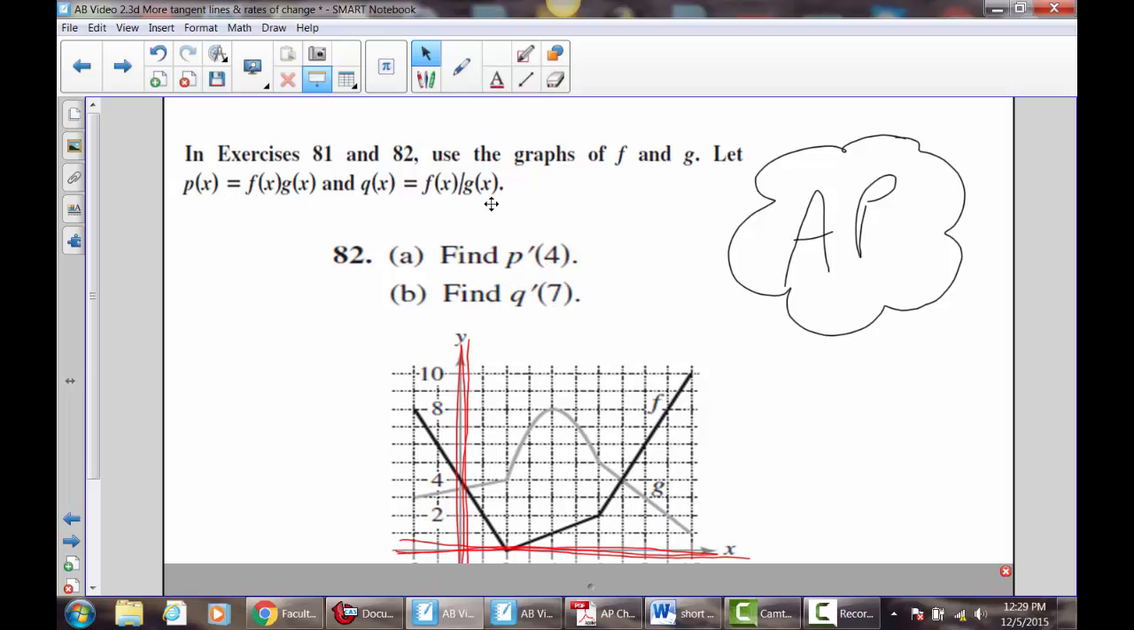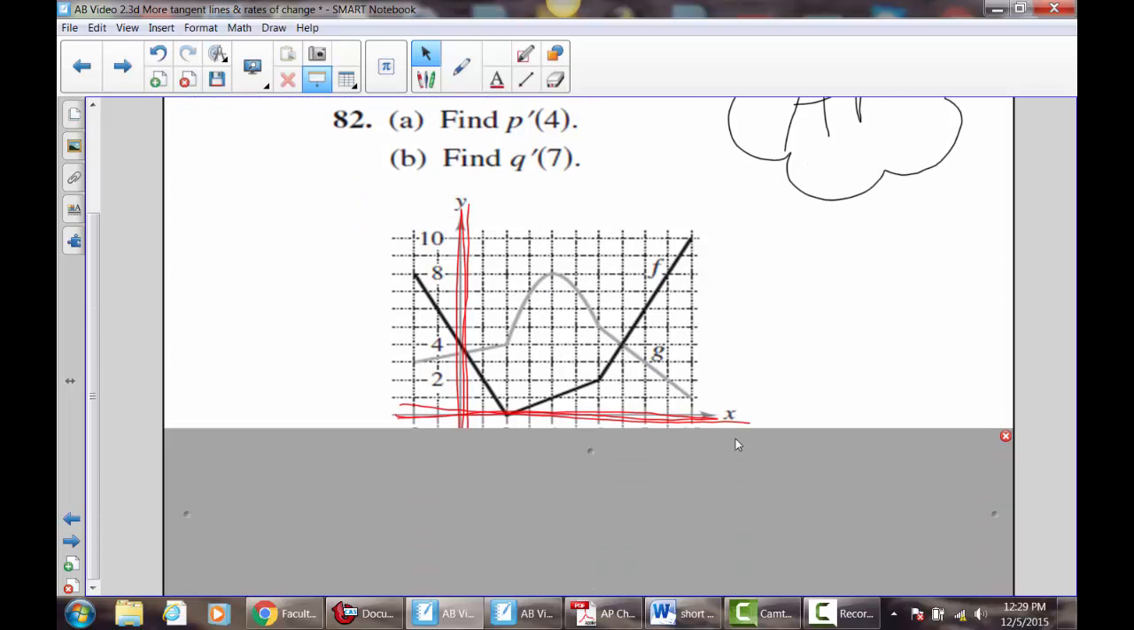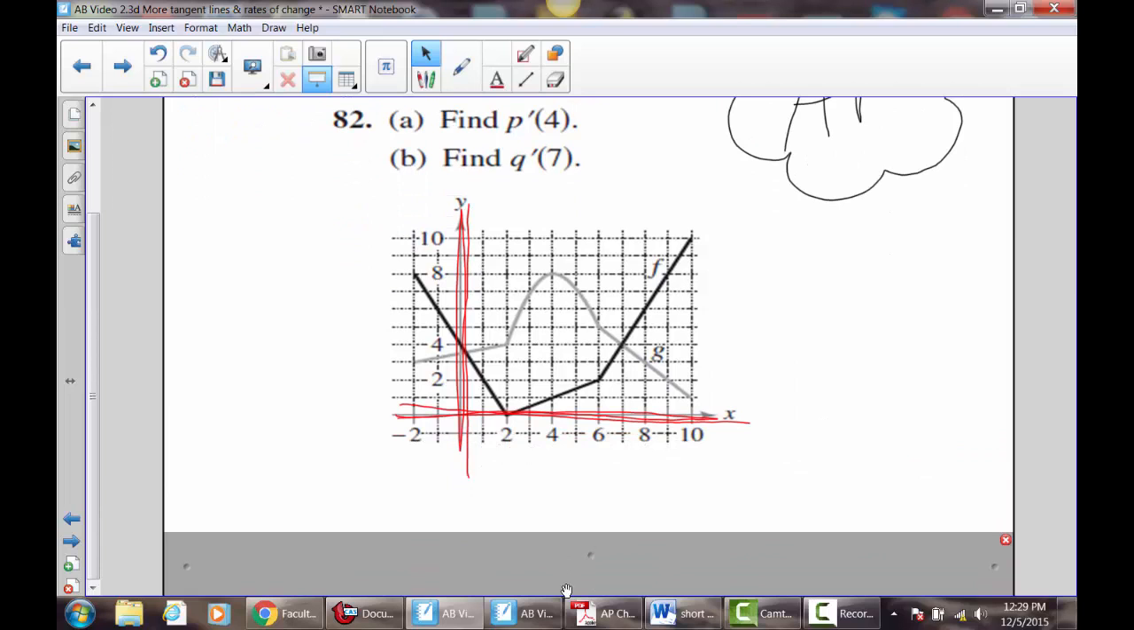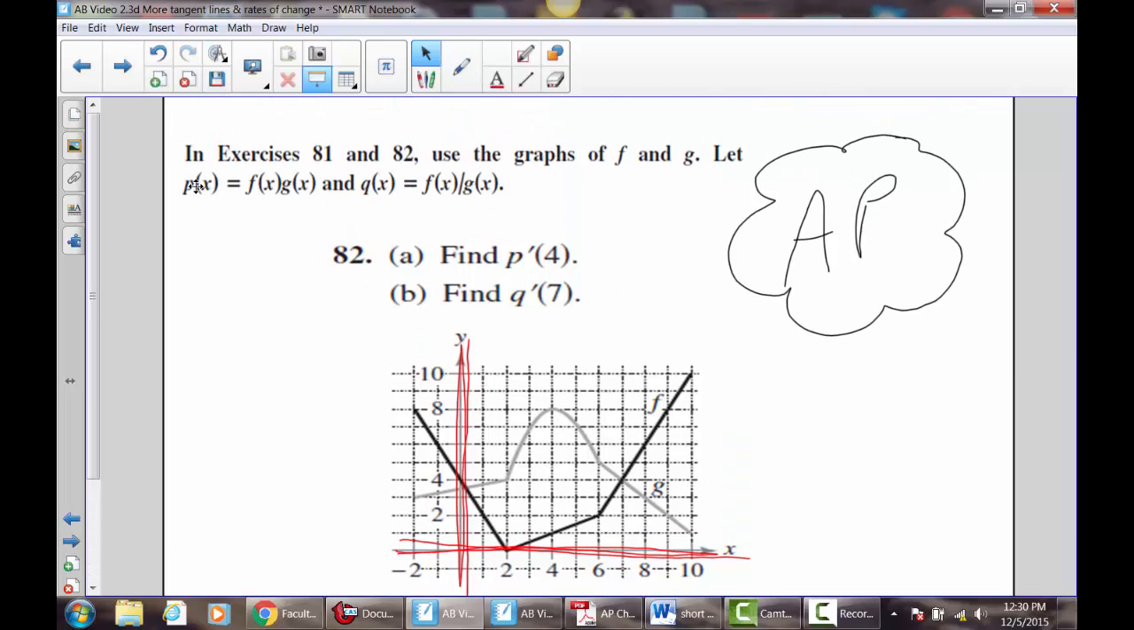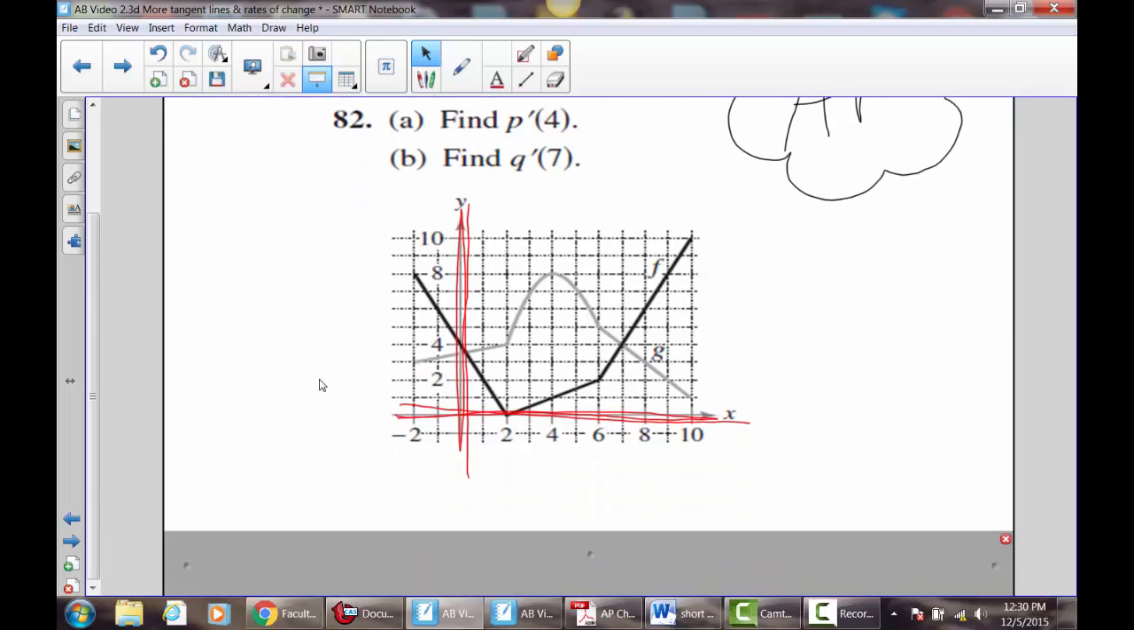Now, of course, they're not giving you the actual equations of F, G, P, or Q. All they're giving you is a graph. So here's the graph of F, the dark black line, and the graph of G is this gray thing. And they both look like piecewise functions, right? Okay, so if we want to find P prime of 4, if you remember what that means, it means the slope of the tangent line to P of X at X equals 4. So let's start by finding P prime of X using the product rule.